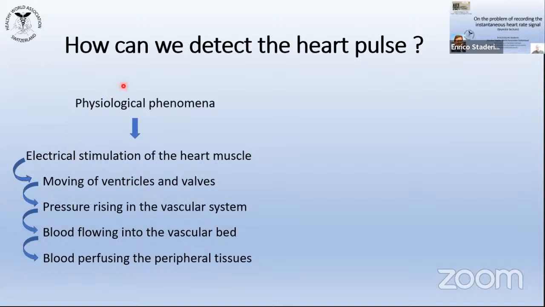Then, how can we detect the heart pulse? Well, there are a series of physiological phenomena we can exploit. For example, initially we have the electrical stimulation of the heart muscle. The heart muscle will contract, and so we have the moving of ventricles and valves in the heart. Then the pressure will rise in the vascular system, and then the blood will flow into the vascular bed, and then the blood will perfuse the peripheral tissues. These are all the physiological phenomena.